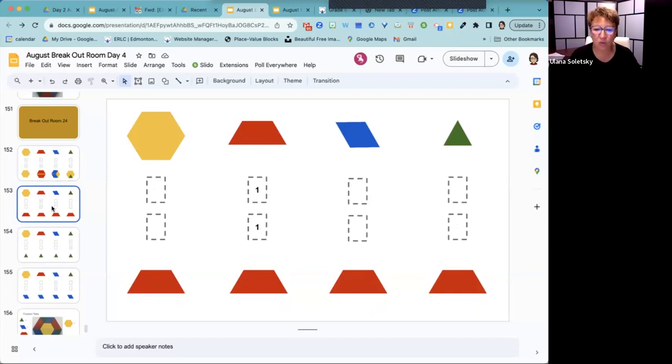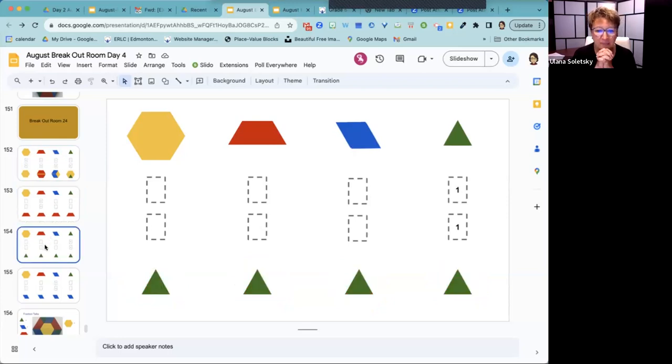The second slide is the red is the 1. So if the red's the 1, what is the hexagon? What is the blue rhombus? And what is the green triangle? The third slide, the green triangle is the 1. So if the green triangle is the 1, what's the blue? What's the red? What is the green?